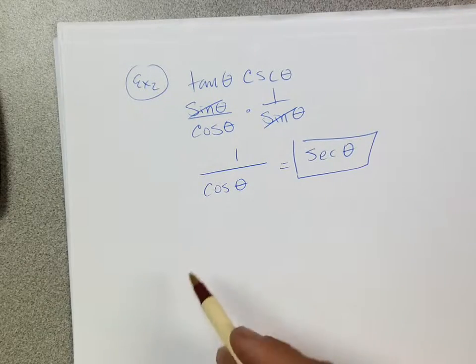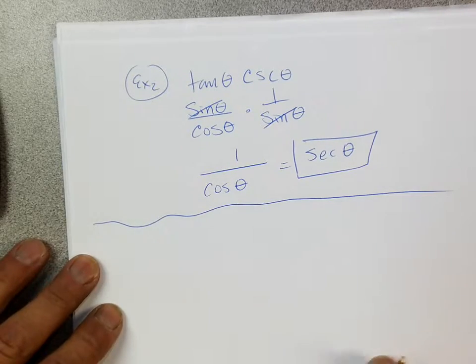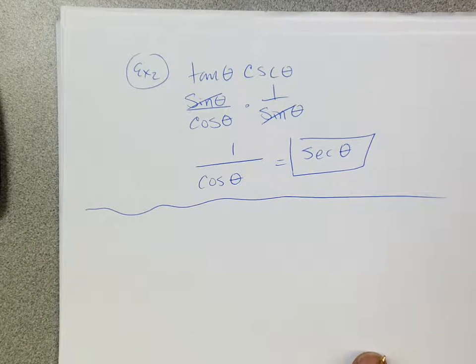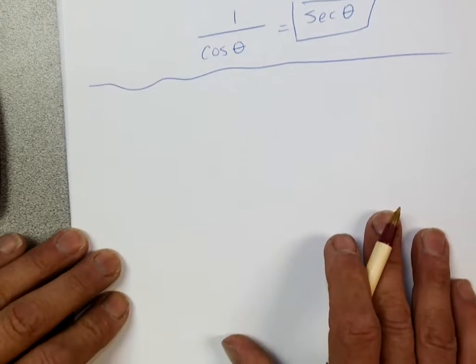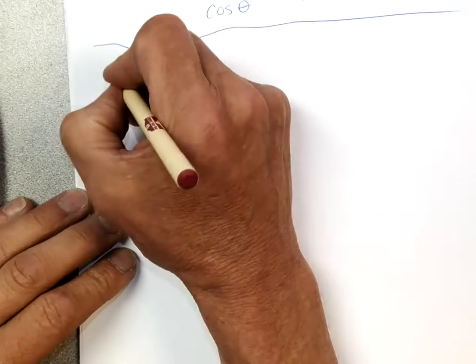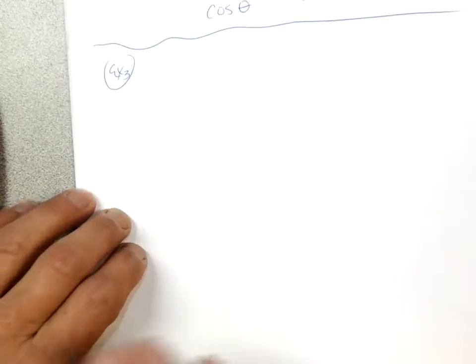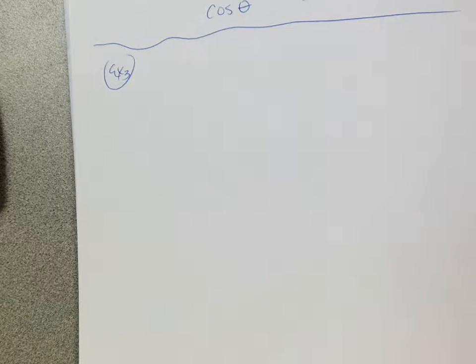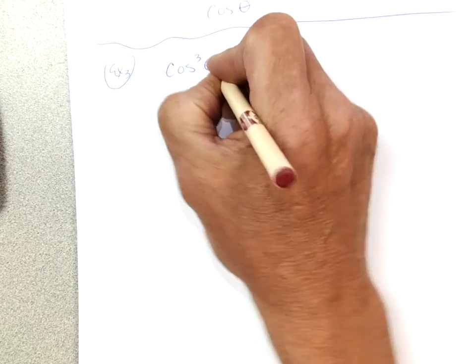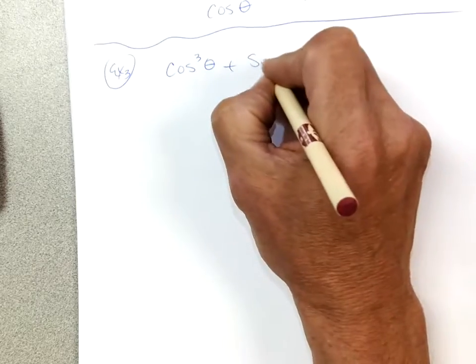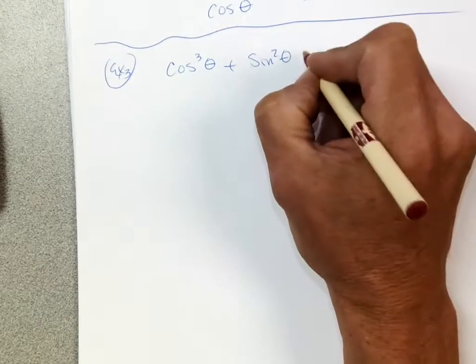All right, let's look at example 3 next, because example 3 is easier than example 1. So we'll go ahead and slide this up for example 3. Again, I'm going to do it on a separate sheet of paper because I write big and I need lots of room. So I've got cosine cubed theta plus sine squared theta cosine of theta.